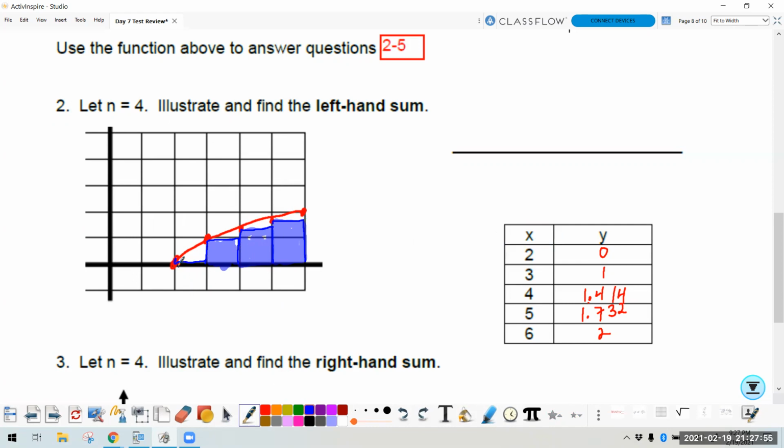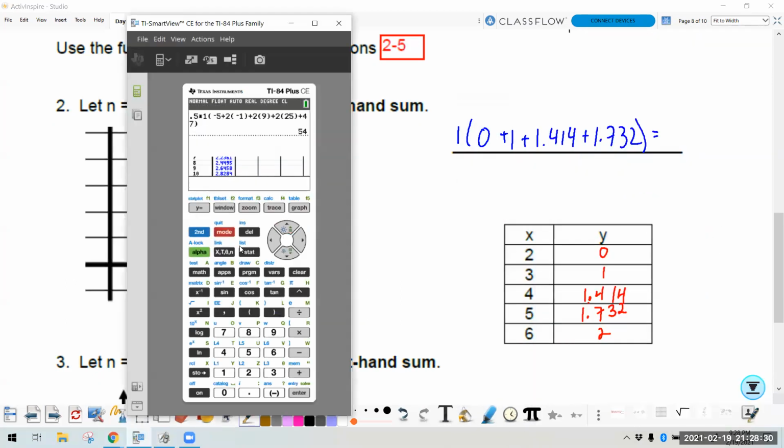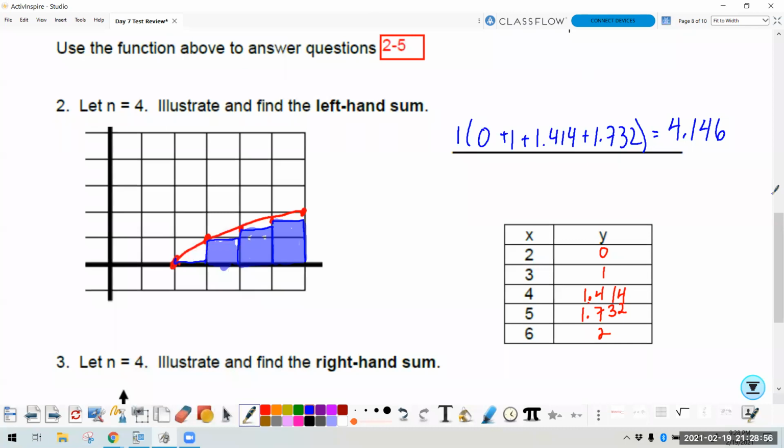So our left-hand sum starts with the height at 0. I know you might not like it because the table's vertical. I'm going to add them up. And we get 4.146. And guess what? We're going to do it again for the right-hand sum.